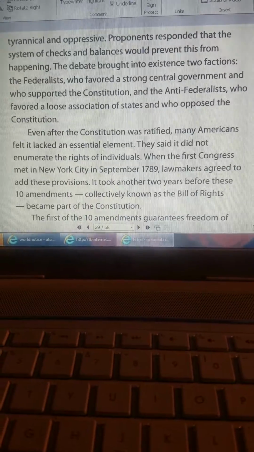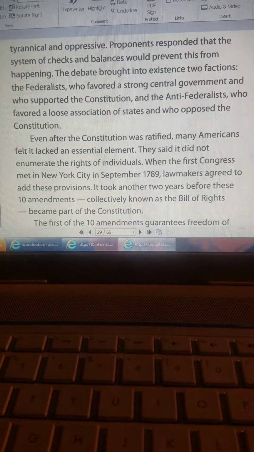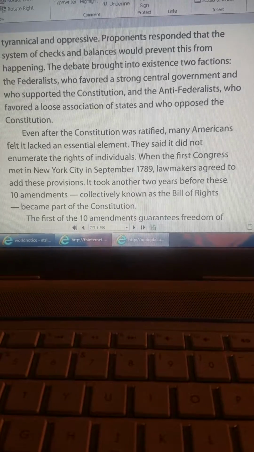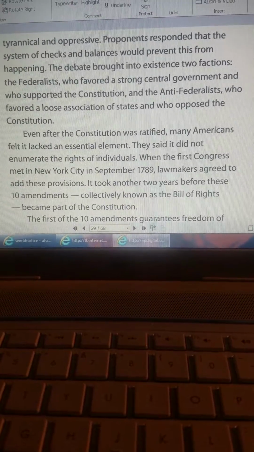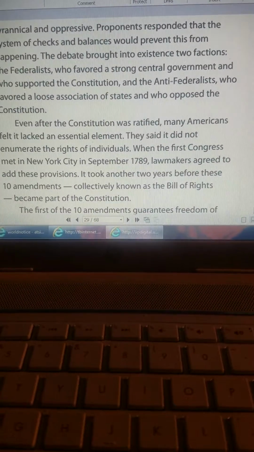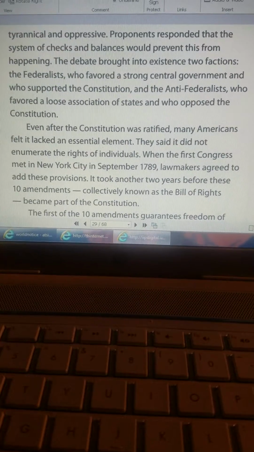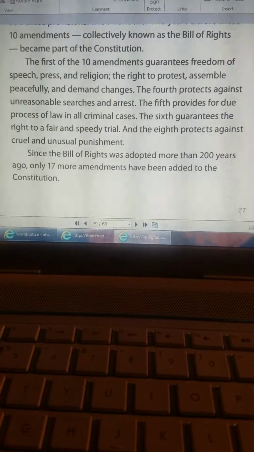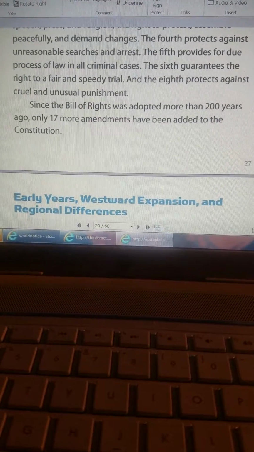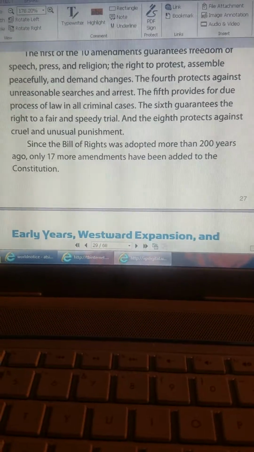When the first Congress met in New York City in September 1789, lawmakers agreed to add these provisions. It took another 2 years before these 10 amendments, collectively known as the Bill of Rights, became a part of the Constitution. The first amendment guarantees freedom of speech, press, religion, the right to protest, assemble peacefully, and demand changes.